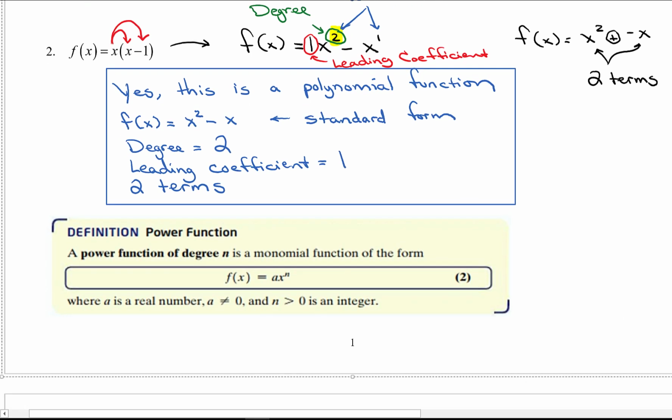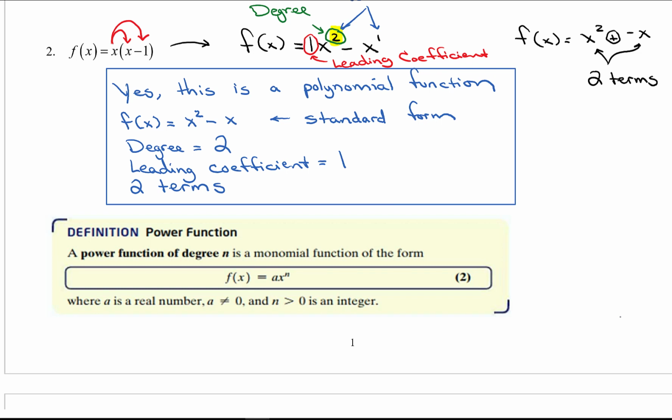So here we have the definition of a power function. A power function of degree n is a monomial function of the form f of x is equal to a times x to the nth power, where a is a real number and a cannot equal 0, and n is greater than 0 and it's an integer.